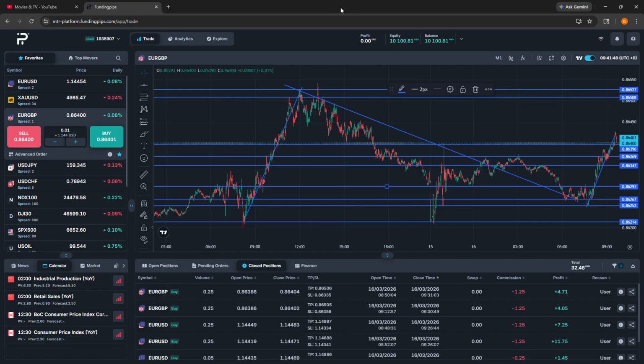I was just thinking about this: this is a 10K challenge, and this is $32. But if I was doing 100K, that would have been $320. I'm getting ahead of myself, but that's the reality of the situation.